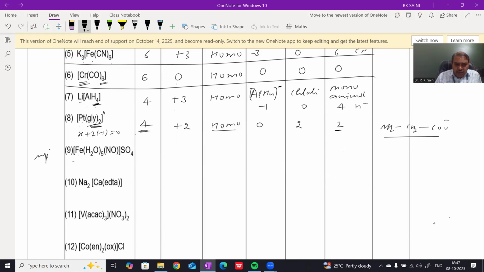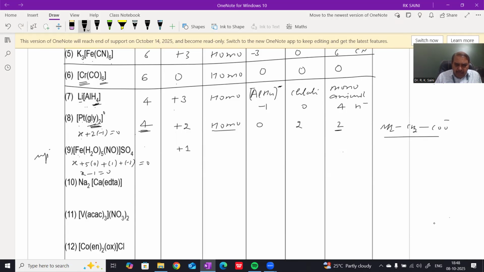The oxidation state of iron is taken as X. The 5 water molecules are neutral, so 0. NO carries +1, sulfate carries -2, and the net charge is 0. Therefore, X +1 -2 -1 equals 0. Therefore, the oxidation state of the metal, iron, is +1.